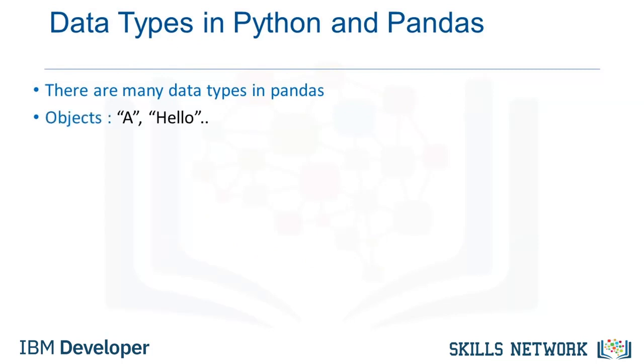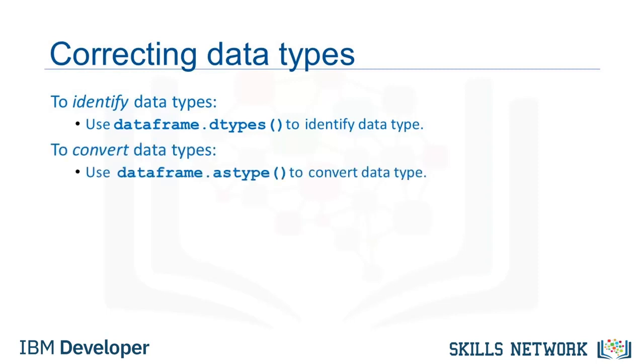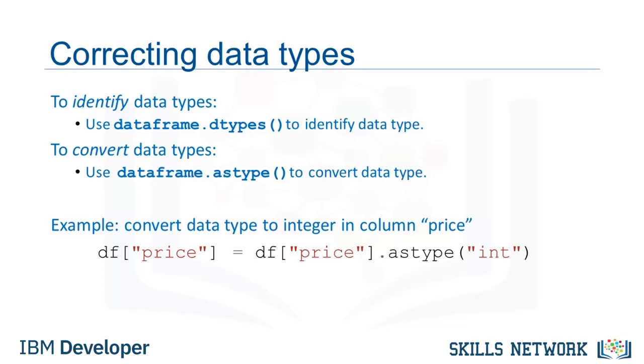There are many data types in pandas. Objects can be letters or words. int64 are integers, and floats are real numbers. There are many others that we will not discuss. To identify a feature's data type, in Python we can use the dataframe.dtypes method and check the data type of each variable in a data frame. In the case of wrong data types, the method dataframe.astype can be used to convert a data type from one format to another. For example, using astype int for the price column, you can convert the object column into an integer type variable.